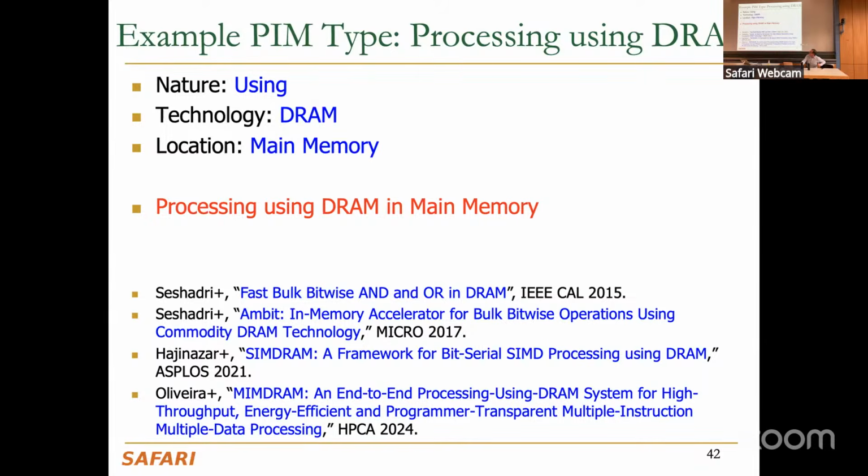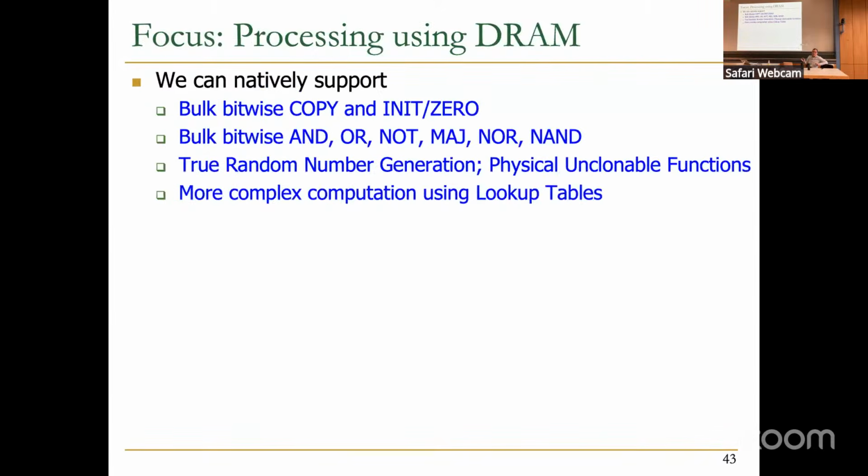Okay, so we're going to look at processing using DRAM. In this case, our technology will be DRAM, location main memory. Essentially, we're going to do processing using DRAM in main memory. And we're going to see a bunch of works. This is an incomplete list of works that we're going to cover. But basically, this is a summary.